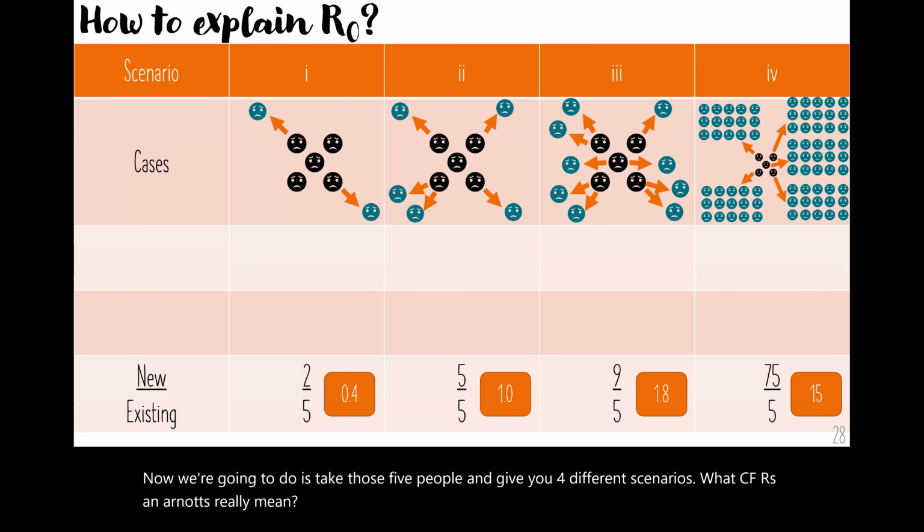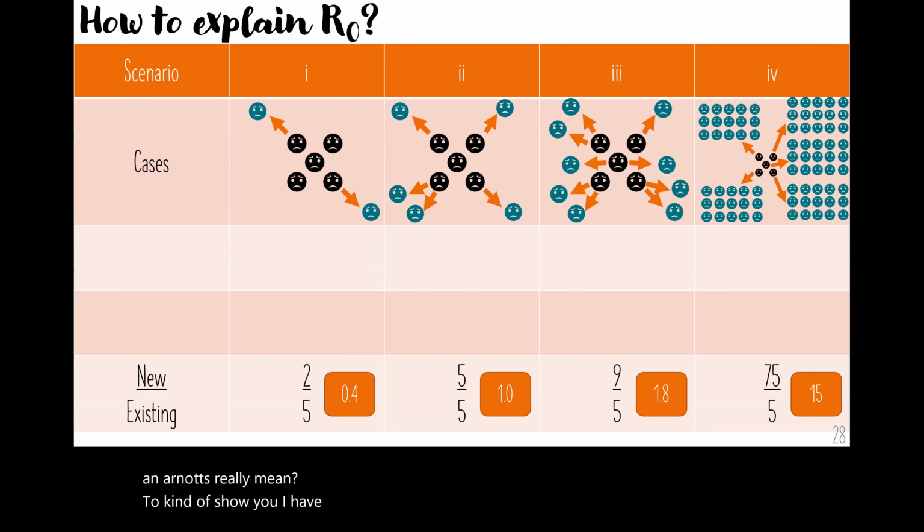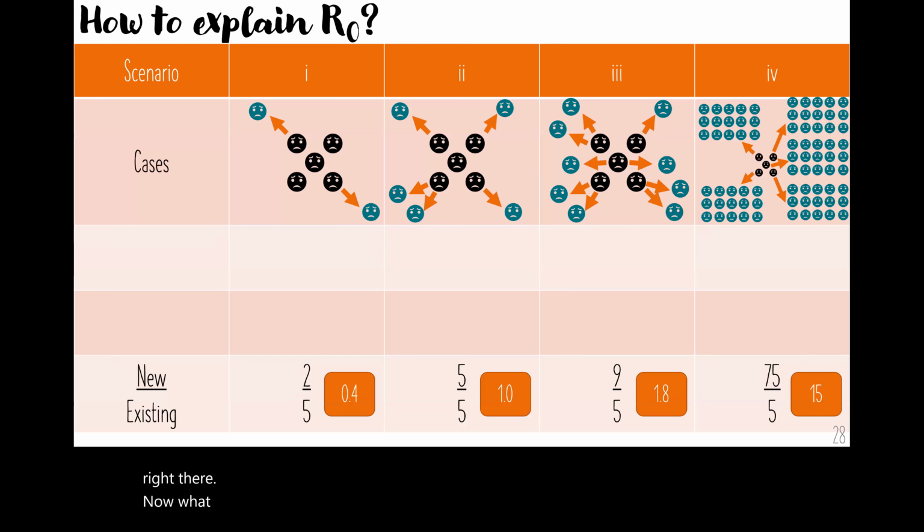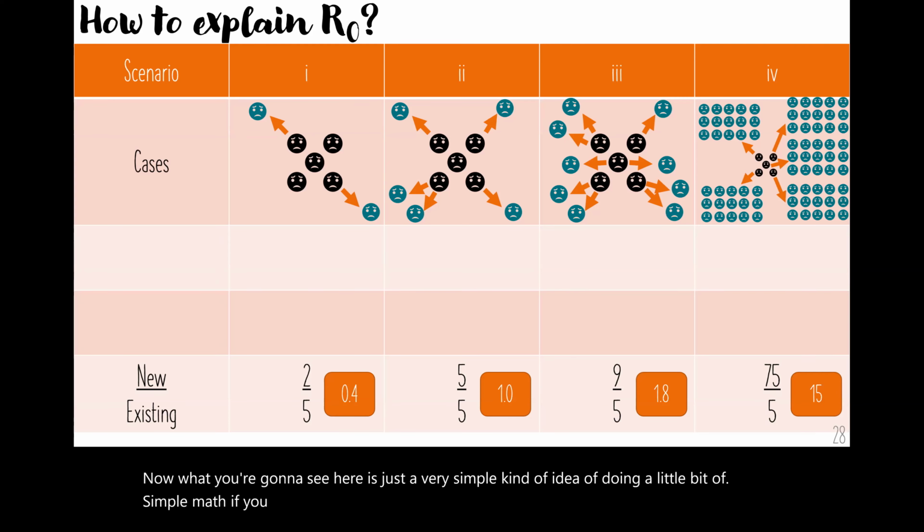So to kind of show you this, I have 4 scenarios in columns, column 1, 2, 3, and 4. So 5, 6 people right there. Now, what you're going to see here is just a very simple idea of doing a little bit of simple math, if you will. And we're going to ask how many cases there are. Okay, so there's 5 cases, right?